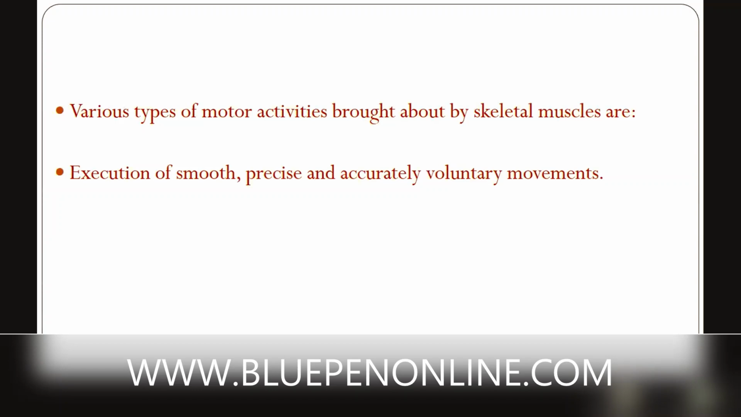Then smooth muscles, they are seen lining the internal organs, and we can't voluntarily control the smooth muscles. And likewise, even the cardiac muscles also. Cardiac muscles are seen in the heart, and we can't control the contraction and relaxation of cardiac muscles also. So here, skeletal muscles mainly are concerned with voluntary movements. So the motor activities brought about by skeletal muscles are execution of smooth, precise, and accurately voluntary movements.